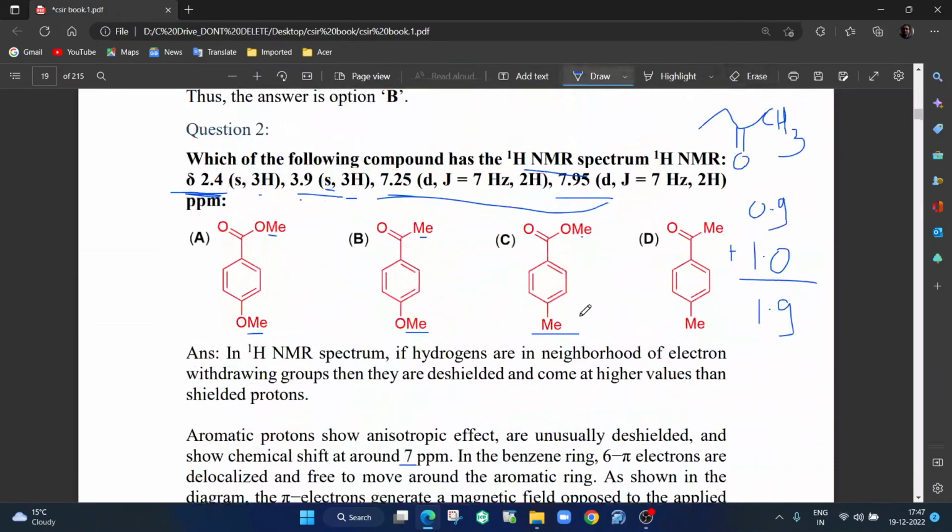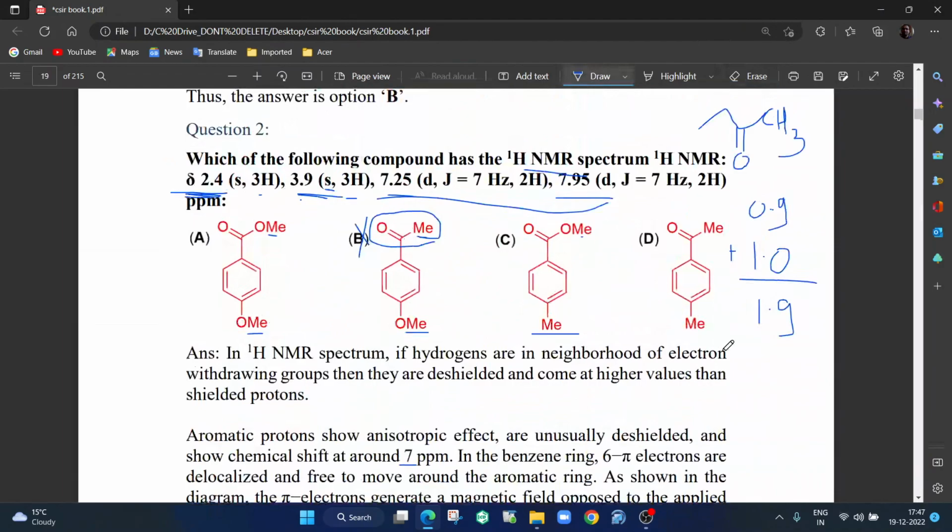So do we have something like this? Yeah, this B is there. So this Me is attached to C double bond O, so it should come around 1.9. But we can see we are having only two values, that is 2.4 and 3.9. So definitely B is not the answer. Yeah, B is definitely removed.